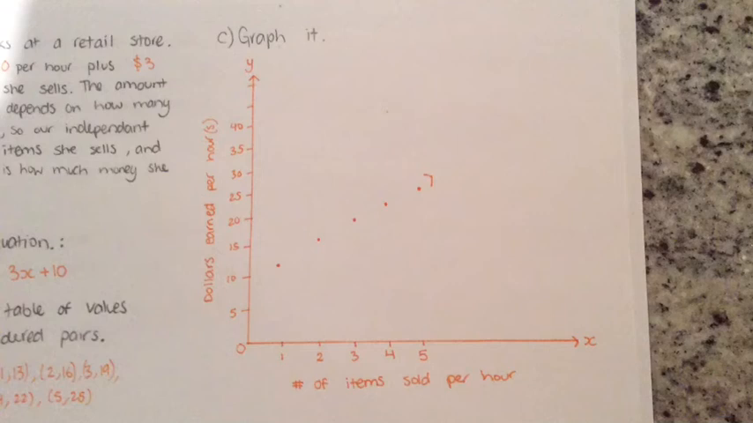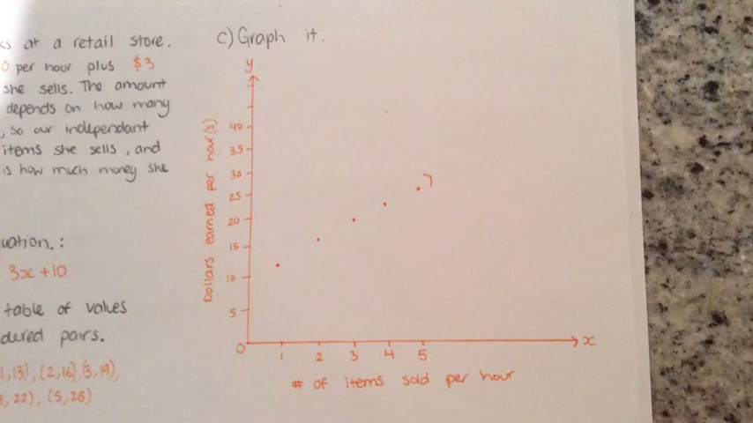On the y-axis, we should have dollars earned per hour. For this, I jumped by 5s: 5, 10, 15, 20, 25, 30, and so on. Then you're going to line it up with the table of values that you chose, or the ordered pairs that you have. Look at your equation and do your ordered pairs or table of values.